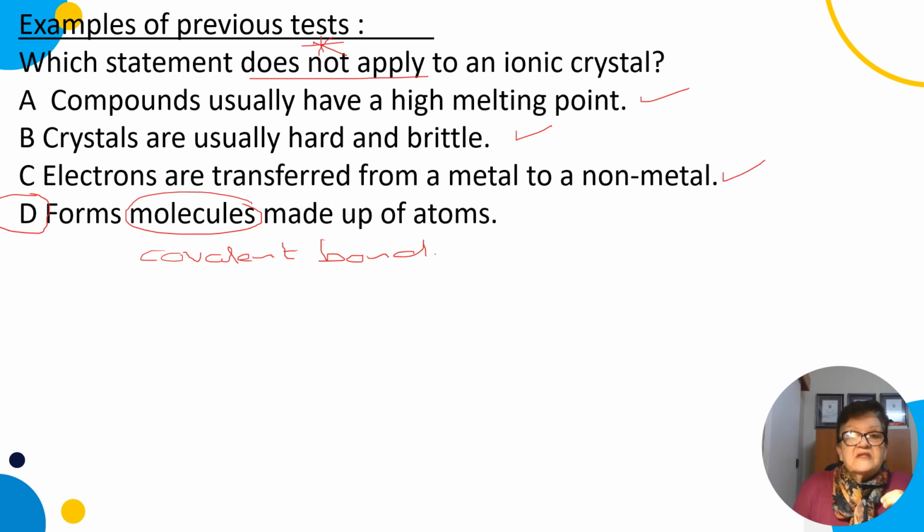Right, which statement does not apply to an ionic crystal? An ionic crystal, think about sodium chloride. It has a high melting point. It is hard and brittle. Electrons are transferred from a metal to a non-metal in an ionic bond. So these three are correct. So D says forms a molecule made up of atoms. And remember, I said earlier that a molecule is formed as a result of covalent bonds. So therefore, the one that is incorrect here is D.